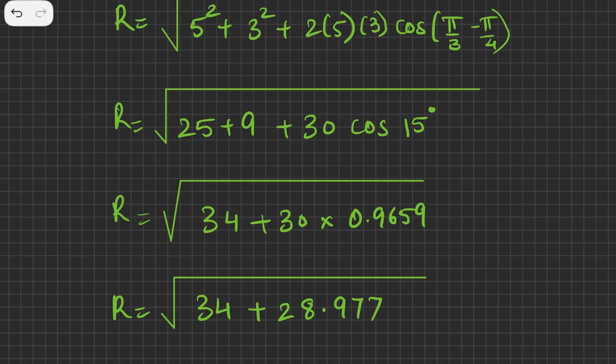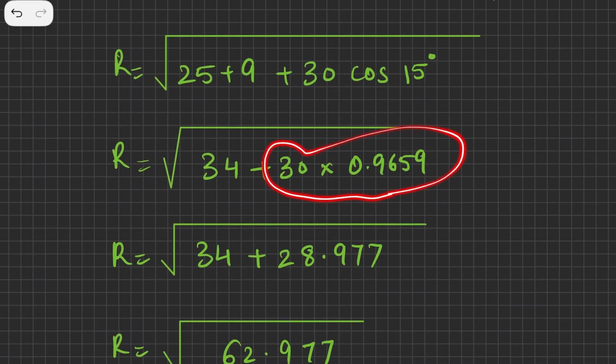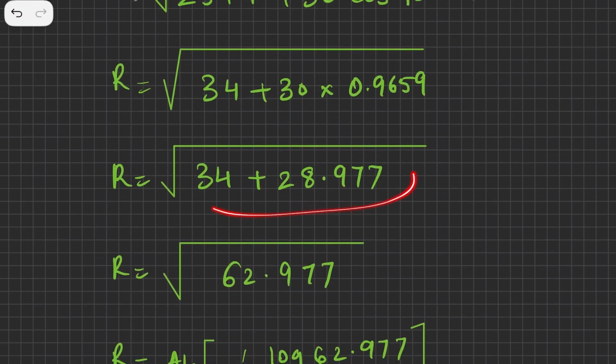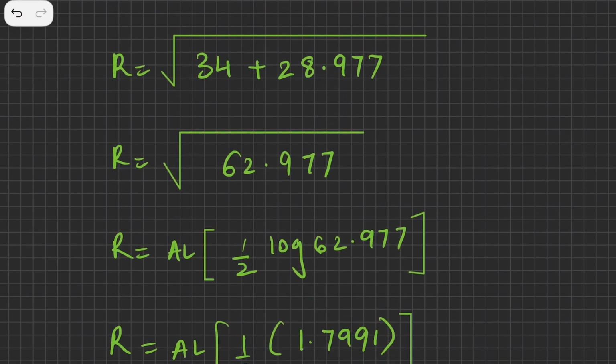or if your board allows a calculator, then things would be much simpler. For cos 15, you just have to look at the 15 row, and the first number comes out to be 0.9659. Now multiply this number by 30 directly and you get 28.977. When you add these two numbers, you get 62.977.